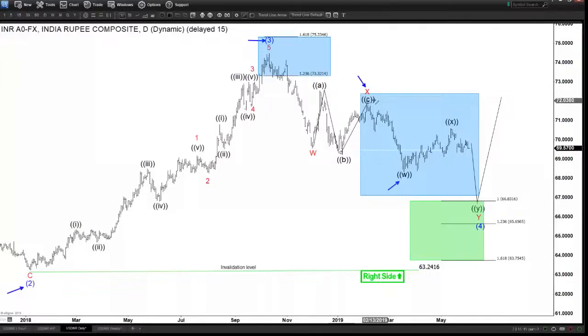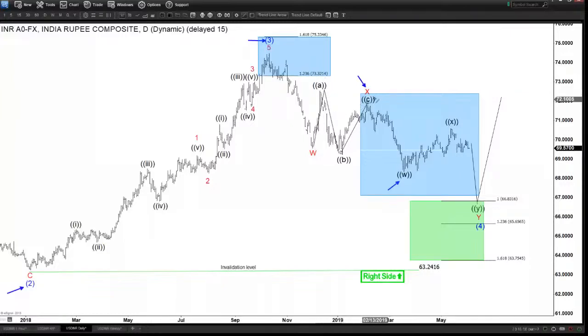Now first of all, when you see ABC here, how do I know this is not a zigzag? It's very simple. Definitely it's not a zigzag. In a zigzag, the B cannot even break the beginning of the A, right? Zigzag has to be like this. Now this one is, think about a flat as a messy consolidation. I think of a flat as a messy consolidation.